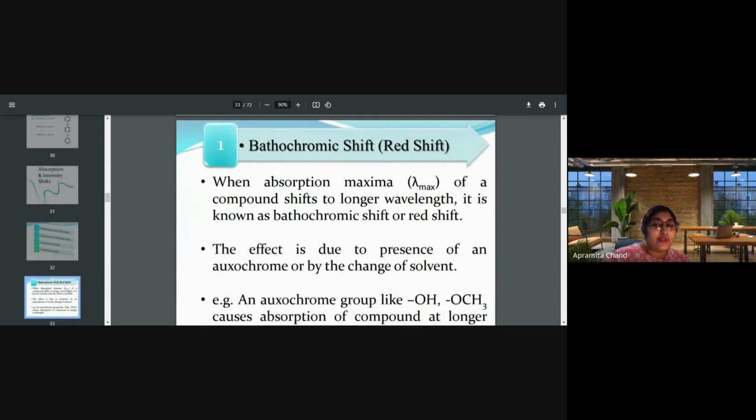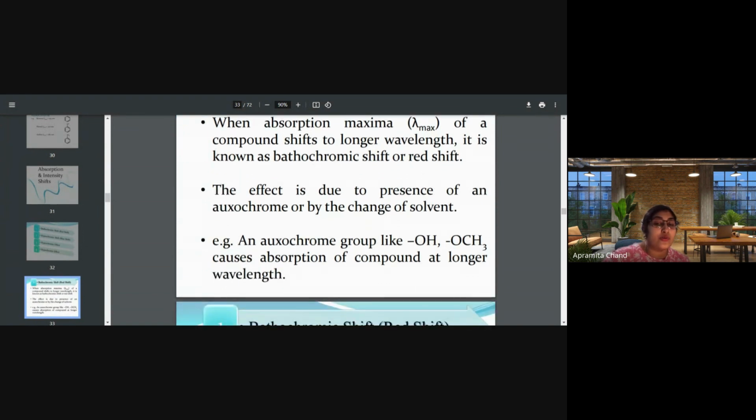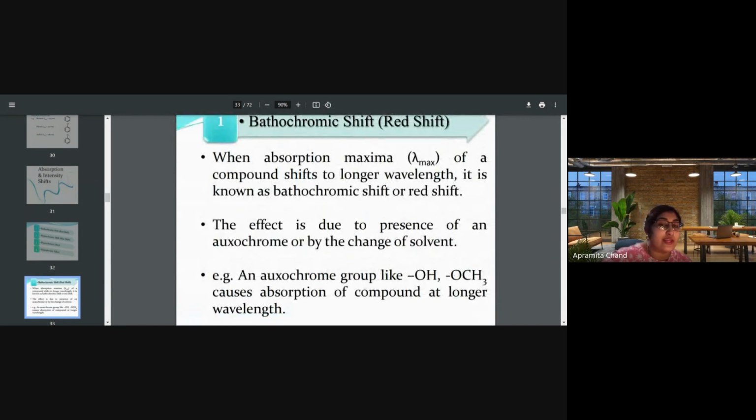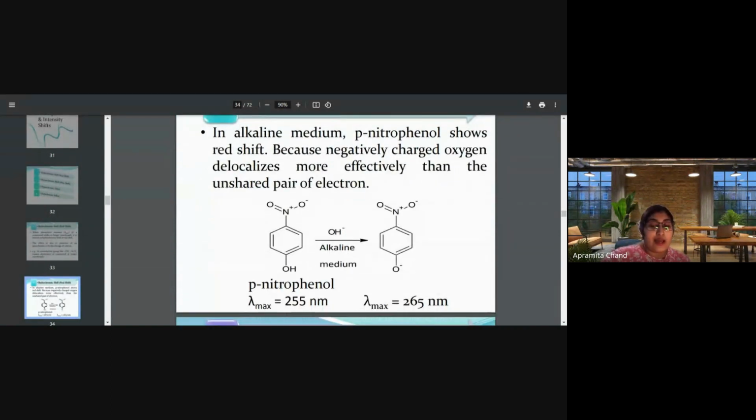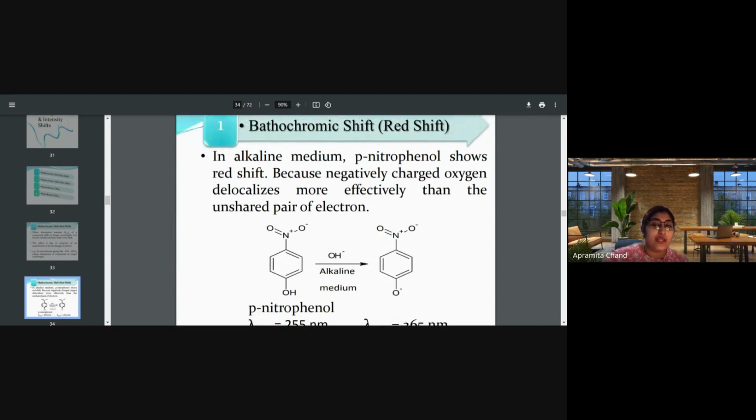Okay, so in red shift, as you can guess from here, the absorption is shifting to longer wavelength. And if you have an auxochrome or if you are changing the solvent, this kind of thing can happen. You have already seen in case of phenol, the longer wavelength shift happened because of the auxochromic groups like OH. Similarly, you can have this example of a paranitrophenol. You can be asked examples here as well. Like in alkaline medium, why paranitrophenol gives longer wavelength? Because once the negatively charged oxygen is there, it will delocalize more effectively than the unshared pair of electrons. Okay, so this can be an example.